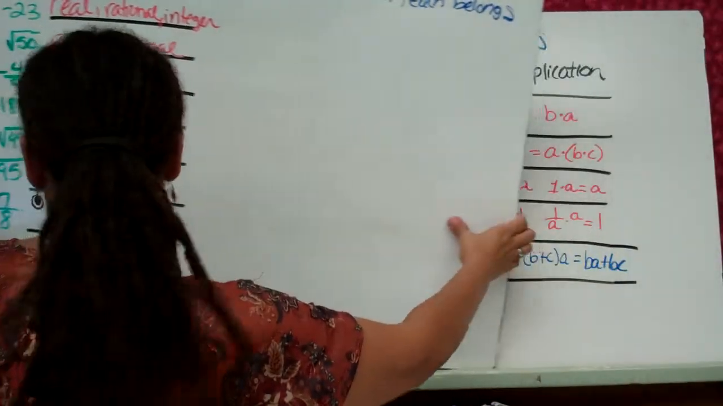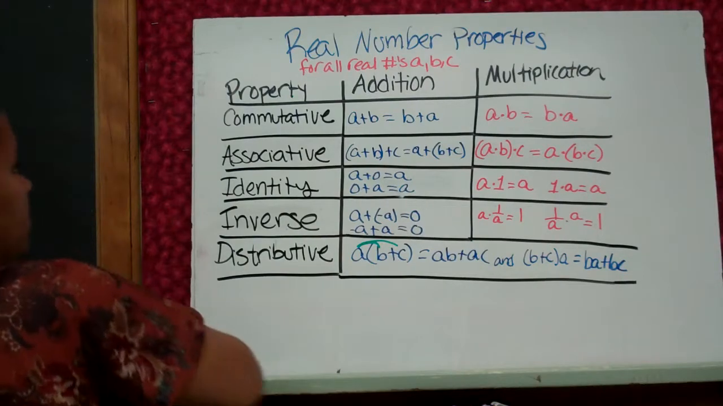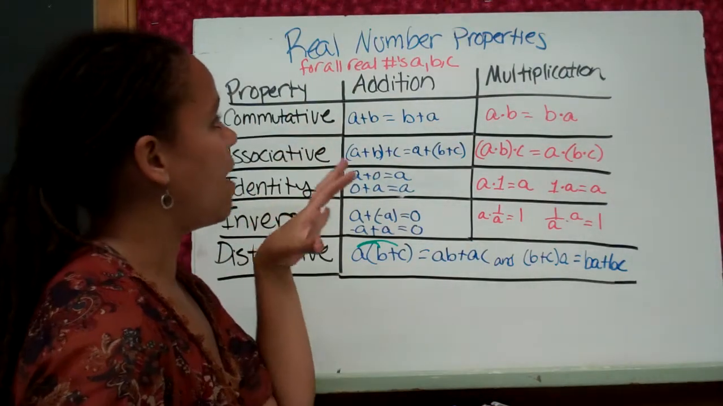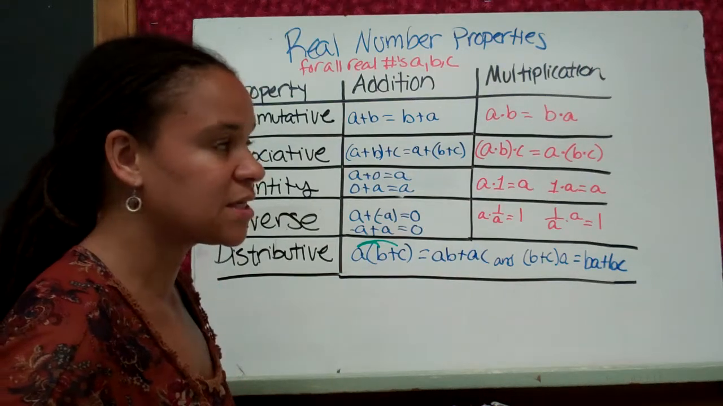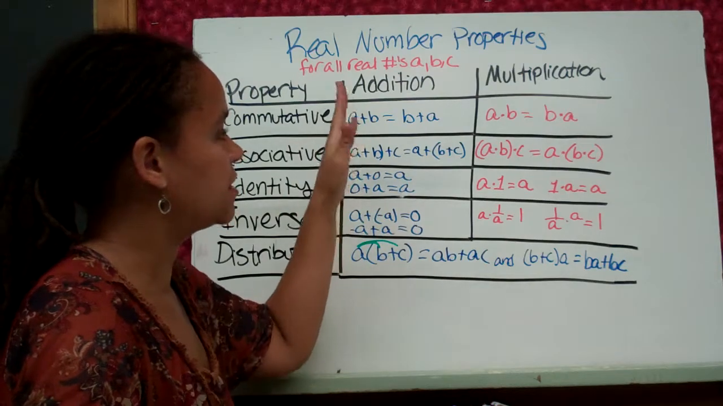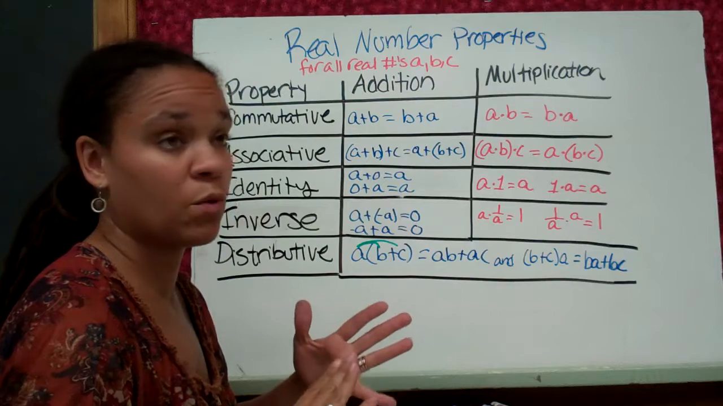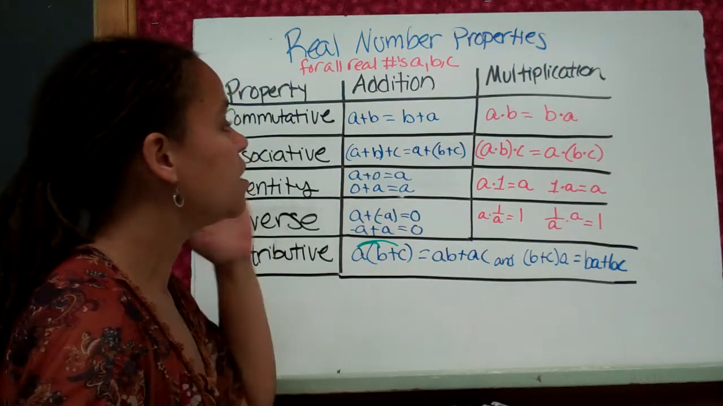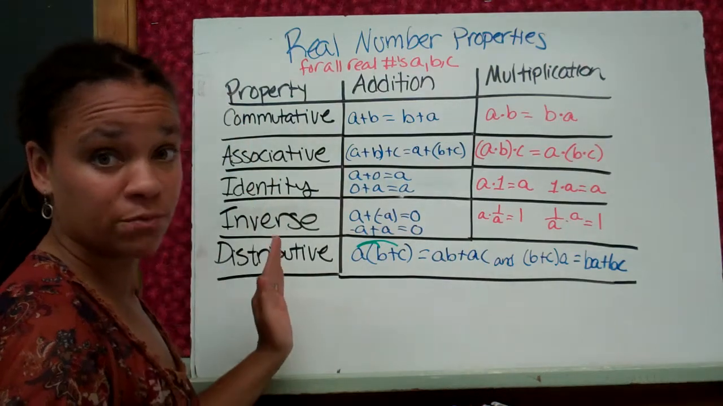Okay, the next slide is very, very, very important. These are the real number properties. They may seem like common sense. They are common sense. But it's crucial that you understand these addition and multiplication properties because they come up a lot when we're proving things, when we're solving things. So we need to know these like the back of our hand and what their terms are.